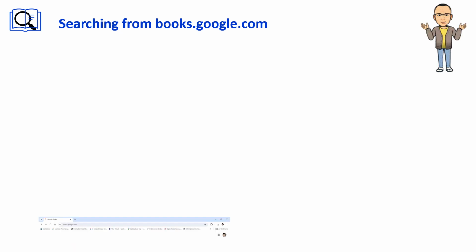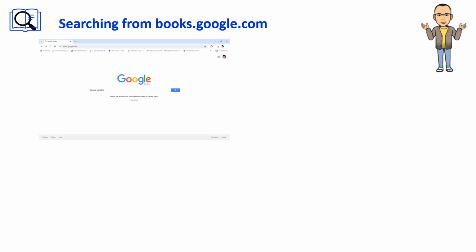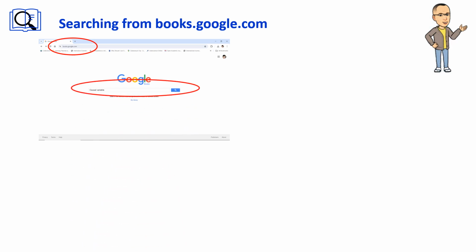The following steps may help you efficiently search for and document information from books on books.google.com. First, type the website address, books.google.com, in the search bar of your web browser and hit enter. Second, in the search bar at the center of the landing page, type the topic you want to search for, and click the search button.